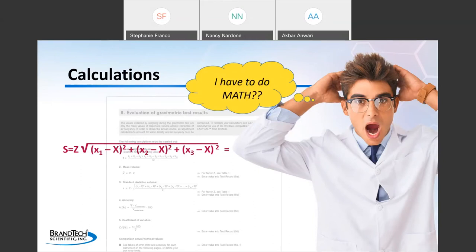Luckily, these days, we have computers with spreadsheet software like Excel to help. It's simple enough to set up something that looks like the test record in an Excel spreadsheet with all of the formulas. So the measurements just have to be entered and the results are automatically calculated. It's just important to ensure that the correct adjustments for the Z factor and different nominal volumes are accounted for.